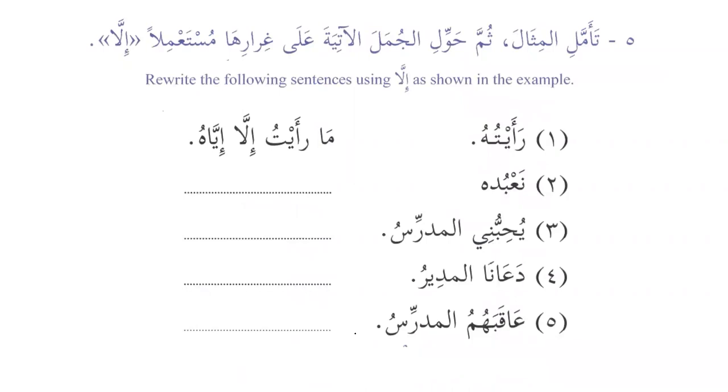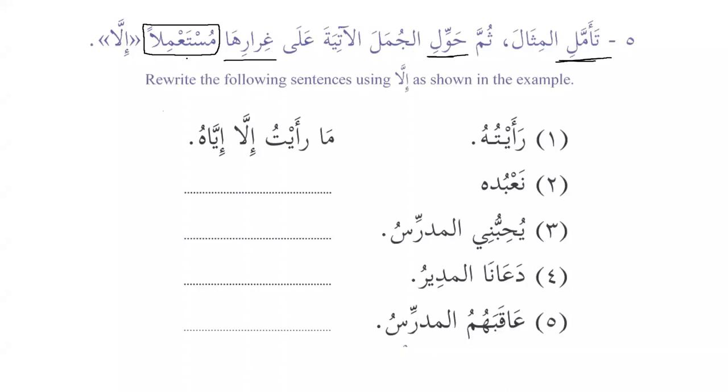Okay, then we have ta'ammal al-mithala. Now we have to reflect on the example. ثم حول الجمل الآتية. Then we have to convert the following sentences, as we know, حول يحول تحويلا and تأمل يتأمل تأملا. Now, inshallah, I'm sure that you are able to understand which bab it is and what characteristic it has. حول الجمل الآتية على غرارها, on the same pattern, مستعملا إلا, by using إلا. مستعملا is al-hal, and that is one of the things that is left, inshallah, which we will do in the next two lessons.